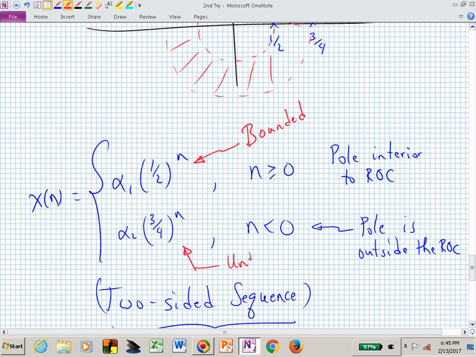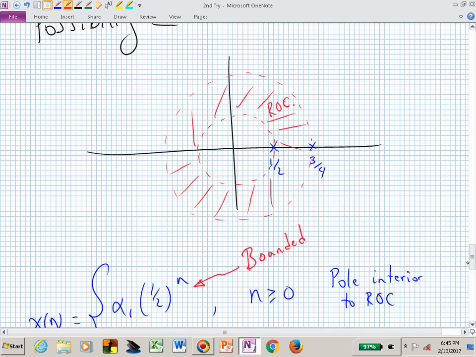This one's unbounded. And what can we say about the region of convergence here and the unit circle? Where is the unit circle relative to this region of convergence? Is the unit circle inside the region of convergence? No. So we do have an unbounded behavior.